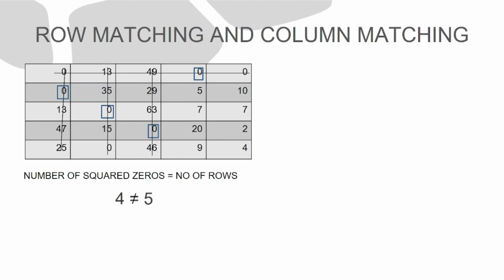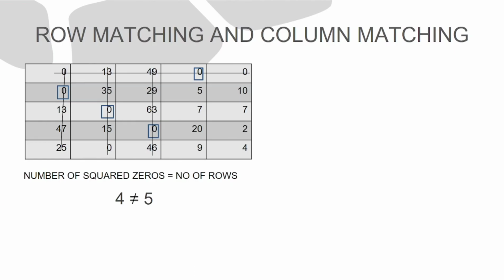So we take the smallest value among the non-struck-out digits, which is 2, and add it to all the intersecting points where there are two crosses. In this we can see 0, 13 and 49 are the intersection points. We need to add the smallest value, that is 2, to those points, making 0 into 2, 13 into 15 and 49 into 51.